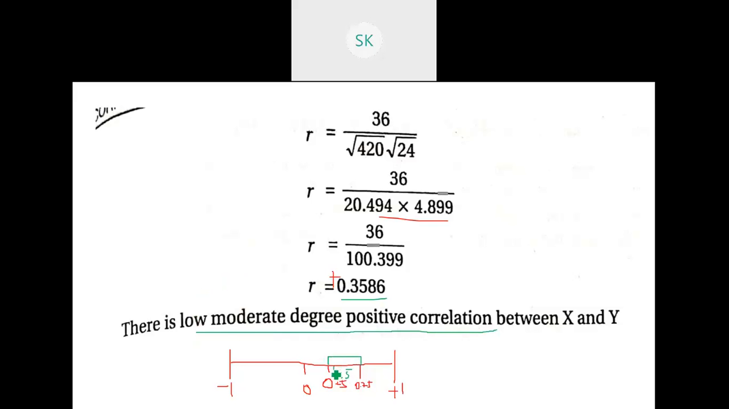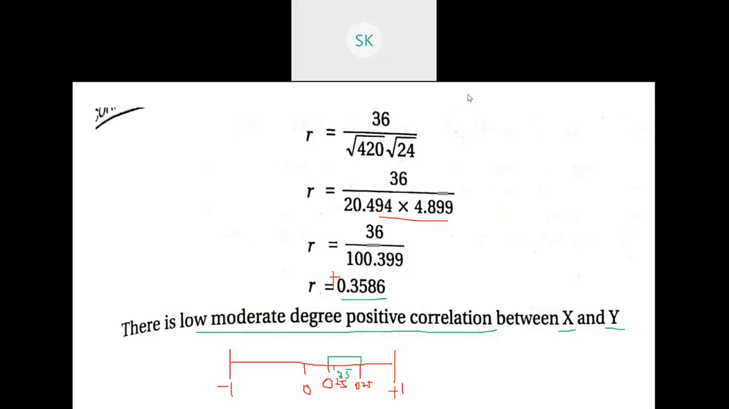Now from 0.25 to 0.75 it is moderate, but since this value 0.35 is very near to 0.25, they are saying it is a low moderate degree of positive correlation between which data? Between x and y. This is very, very important. Don't simply write low moderate degree positive correlation. You have to write between which two data. Okay, so this is your first problem.